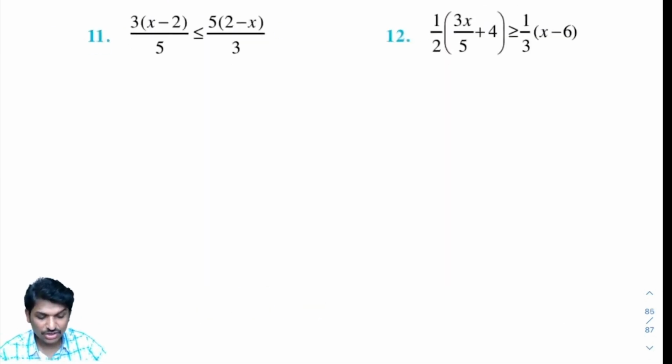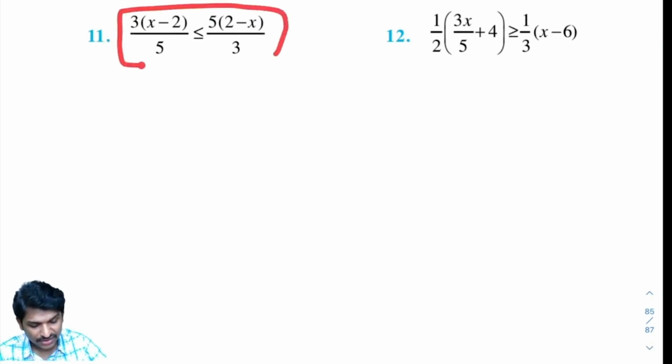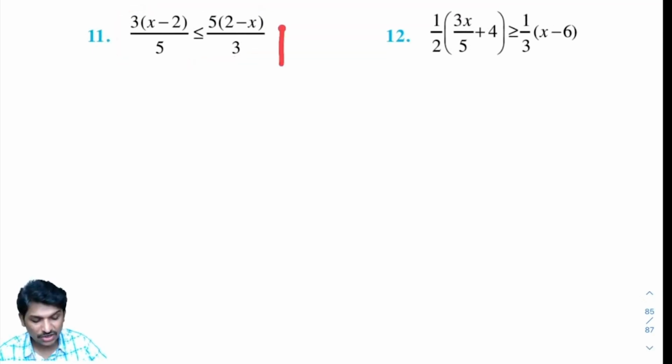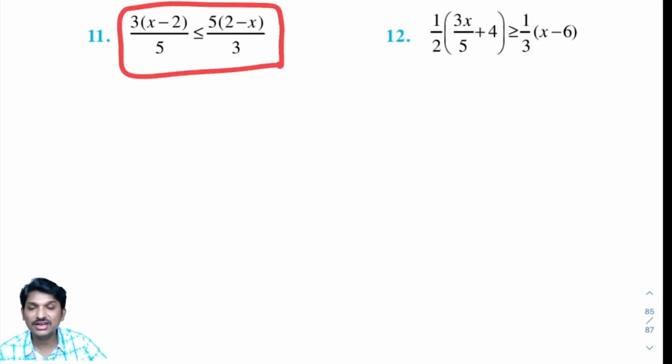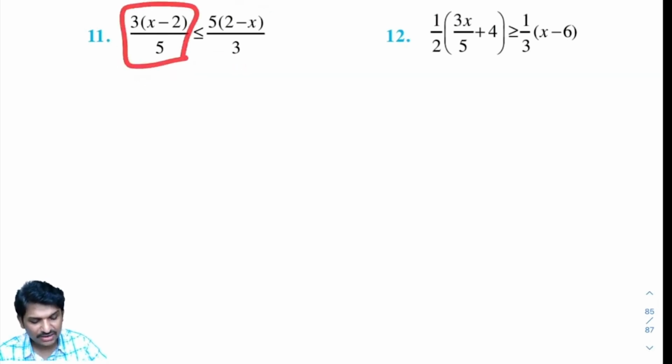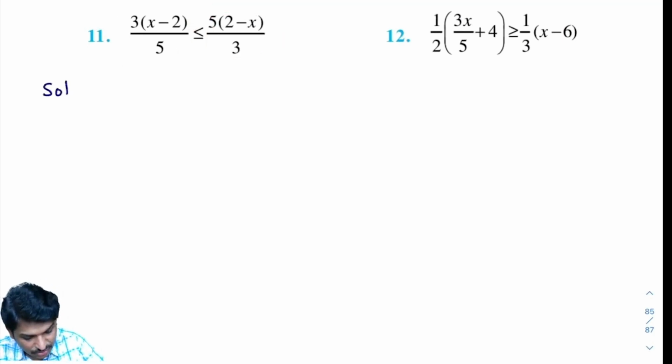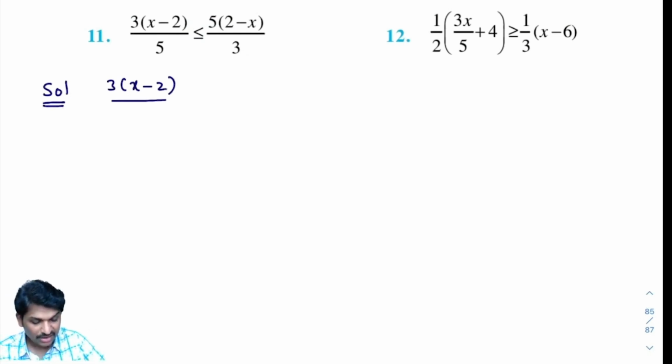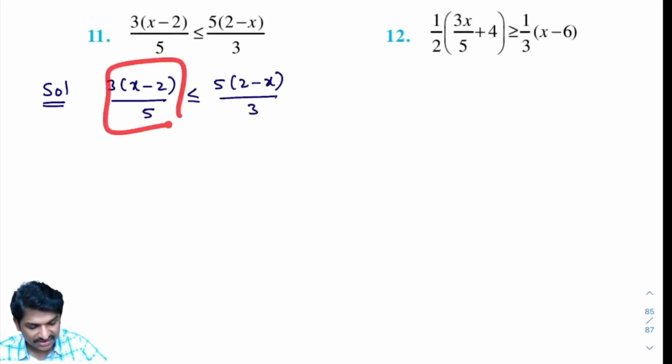11th question, 12th question. In this 11th question, what I need to find is to solve this inequality: what real values of x satisfy it? I'll simplify the left hand side and then the right hand side. Let me start. Solution: 3 times (x minus 2) divided by 5 is less than or equal to 5 times (2 minus x) divided by 3. First, simplify the left hand side.